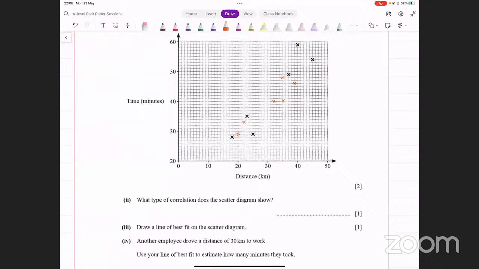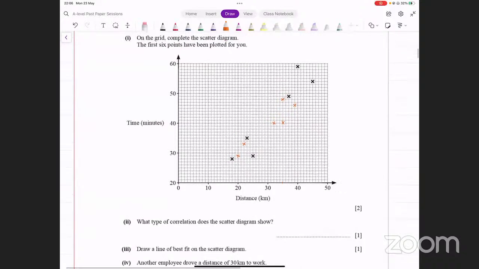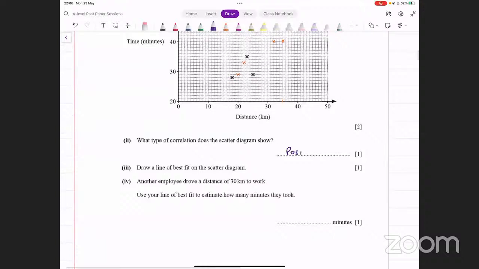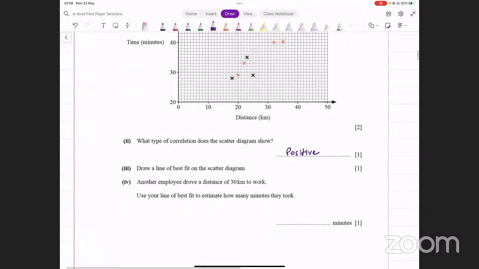The second part says, what type of correlation does the scatter diagram show? So basically, दो ही options होती हैं हमारे पास, या तो positive होता है या negative होता है, right? So if you look at the diagram, going from left to right, we're going upwards, right? ऊपर की तरफ जा रहे हैं. So that's a positive correlation. So distance बढ़ रहा है, the time भी बढ़ रहा है. So you'll say this is positive correlation. That's pretty straightforward.